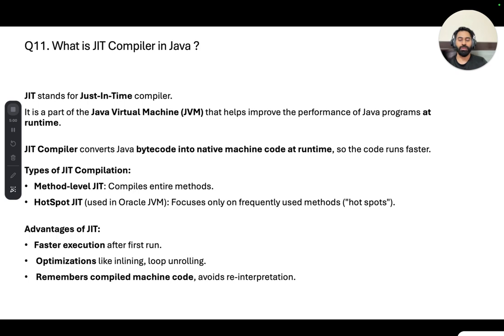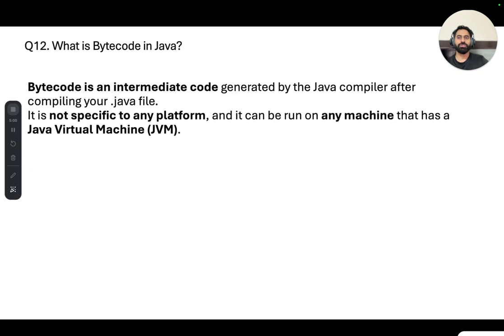Okay, so I hope I provided you some insights into how the JIT compiler works behind the hood. Next question was, what is bytecode in Java? Bytecode is an intermediate code generated by the Java compiler after compiling a Java class. When you write a Java class and compile it, you get a .class file, that is the bytecode. Now this bytecode you can run on any OS. It can be Mac, Windows, or Linux, because bytecode is platform independent.